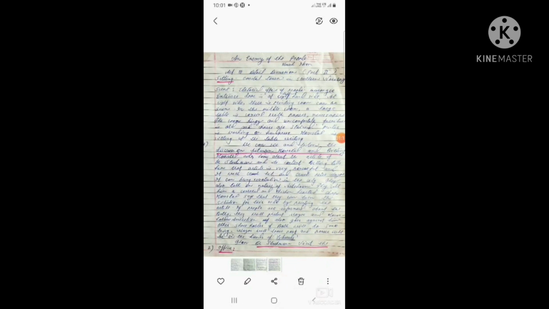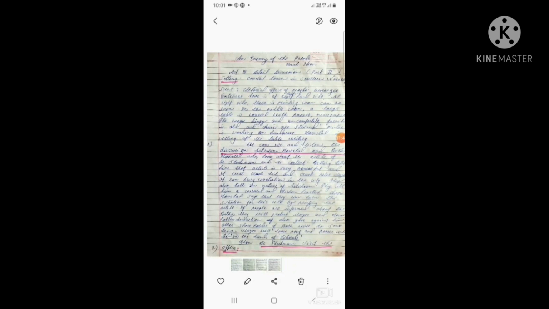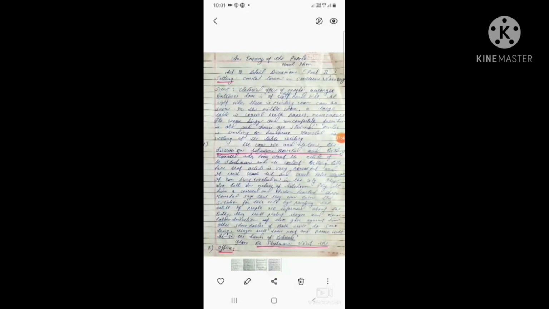The room is dingy. It means the room is not comfortable. The furniture is old and the chairs are also stained. The printer is working on the hand press, and Hostad, the editor of the newspaper, is sitting at the large table writing. At first, Billing enters. We can see and listen to the discussion between Hostad and Billing.